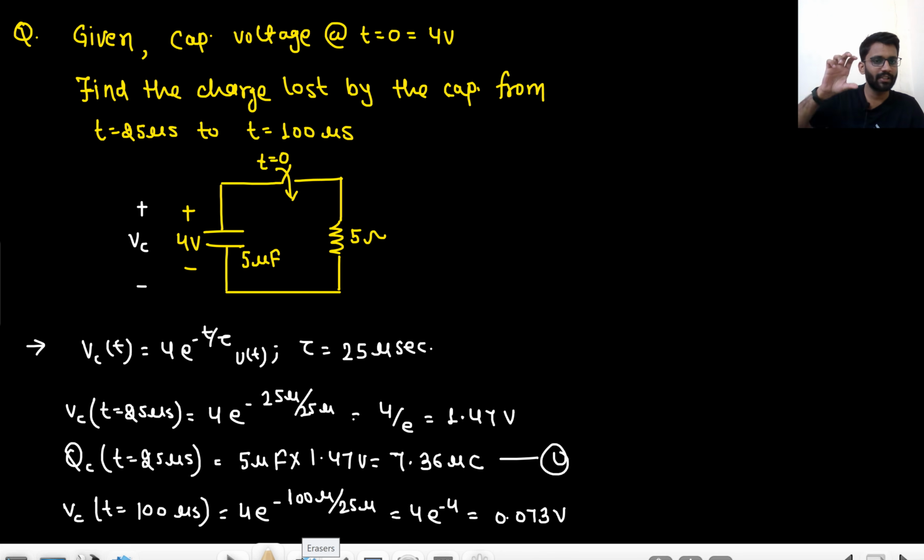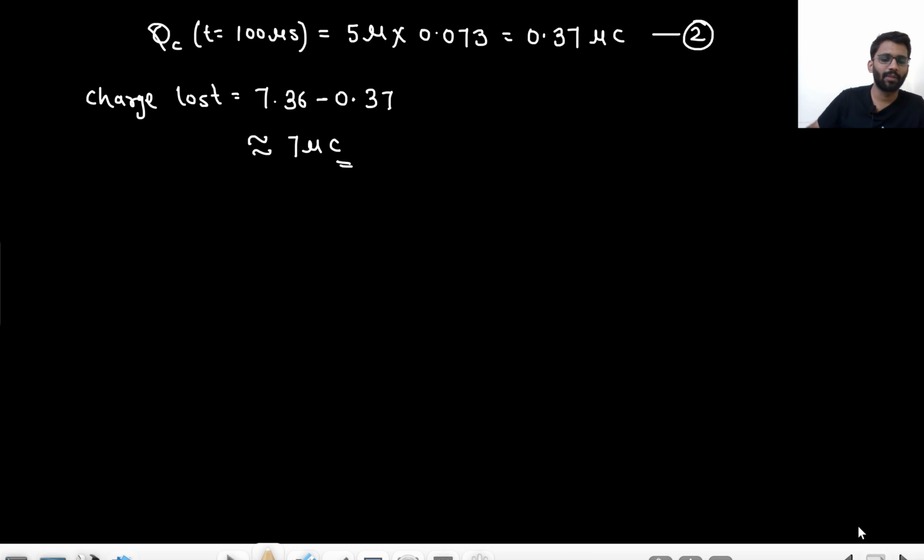So first you can find the voltage lost, then from there you can find the charge lost. Or when you find the voltage at some particular point, you can find the charge at that point. Then at the other point you find the voltage, and at the other point you find the charge, and then you subtract them, so you can know the charge lost. So this much, 7 microcoulomb charge, is lost by the capacitor.